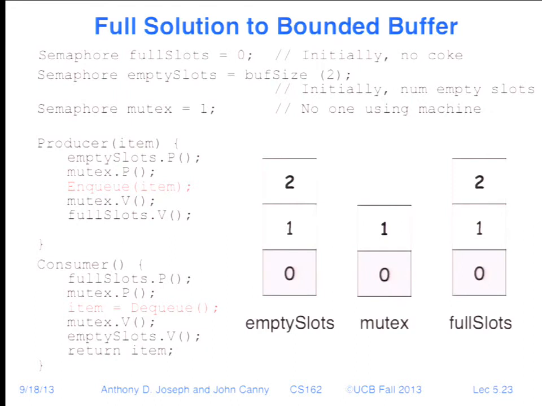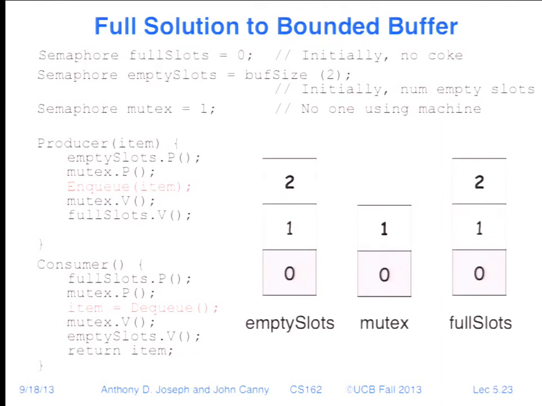All right, so I'm going to run the producer. So first I'm going to do an empty slots.p. What's that going to do? Good, yep. So I decremented the number of empty slots. Mutex.p, yep. Enqueue, so I've successfully enqueued, and now mutex.v, release the lock, good. And full slots.v, nice. All right. Let's go back. I'll go through one more time. Empty slots.p, mutex.p, mutex.v, full slots.v.